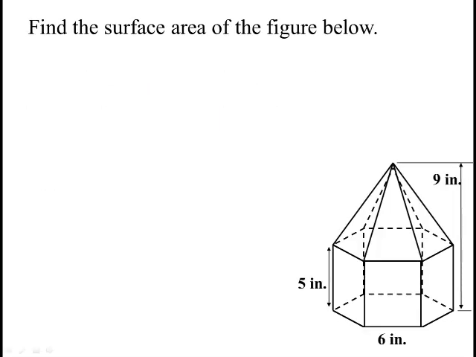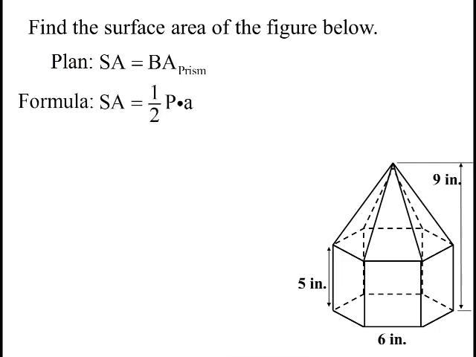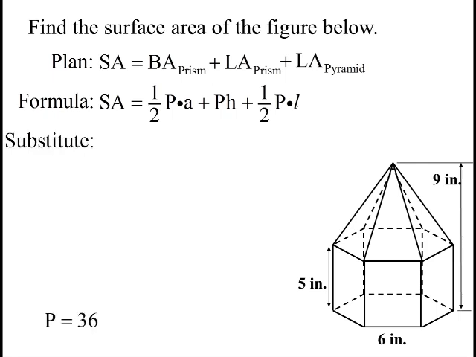Once again, you should pause here and see if you can figure this one out on your own. It's much like the figure we just did, except it's a prism with a pyramid on top. So the base area of the prism, you're going to use 1/2 PA or 1/2 NSA. You're going to have to do some calculations to find the apothem. You've also got the lateral area of the prism and the lateral area of the pyramid, which is given by 1/2 PL. So let's see what we can figure out here.